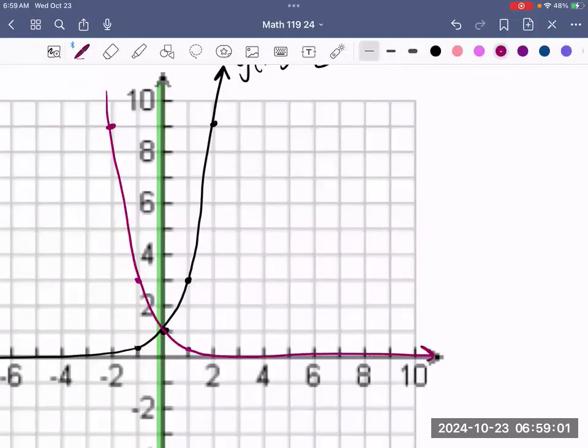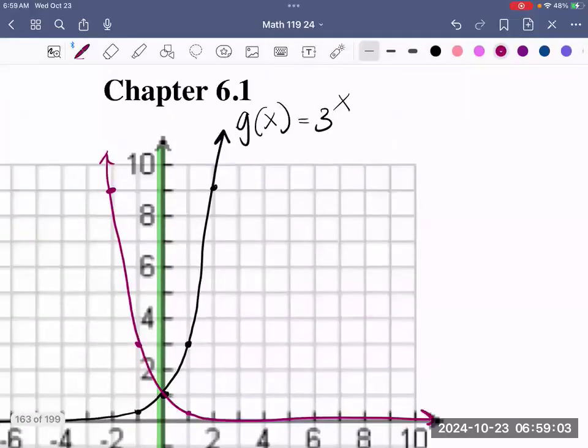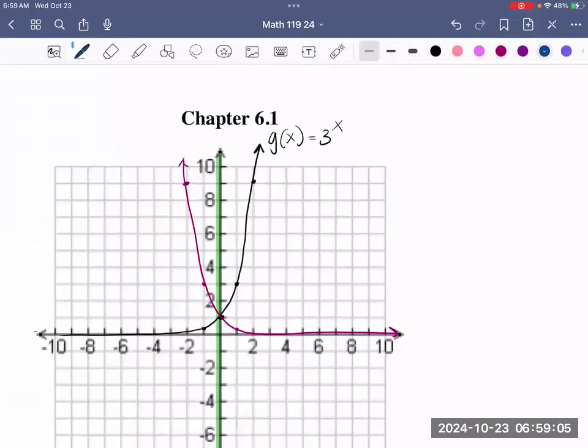does our horizontal asymptote change? No, your horizontal asymptote does not change here. So we're just going to thicken that up just a little bit. Keep it here at y is equal to 0. And this is f of x is equal to 3 to the negative x.